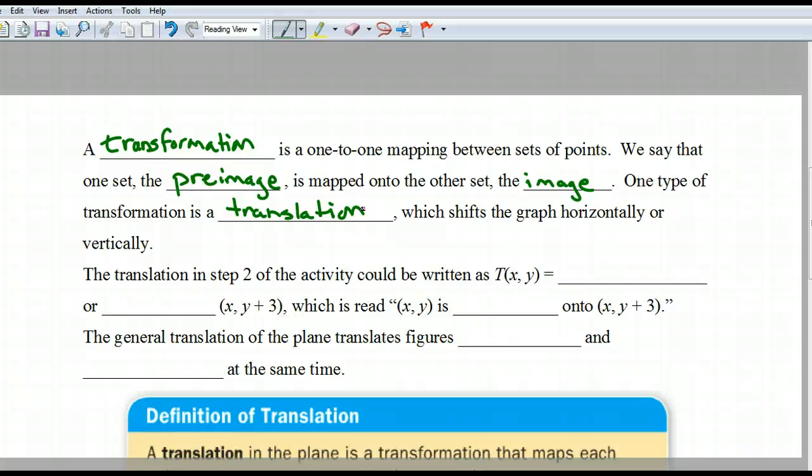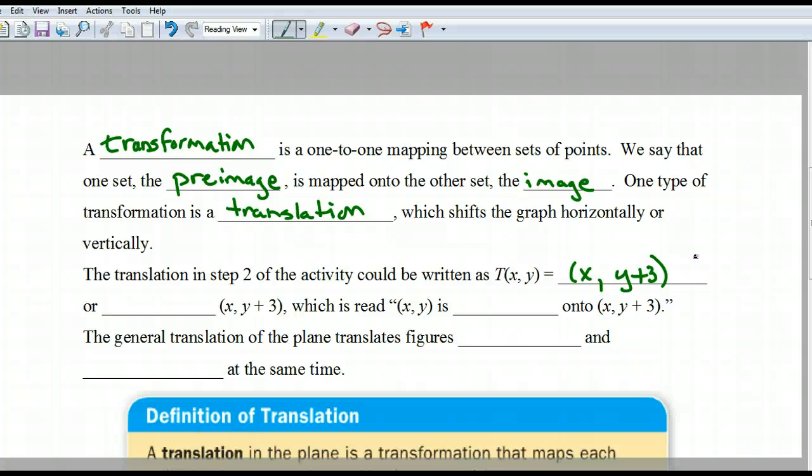Okay? We didn't make it wider or skinnier. We didn't rotate. Okay? Those were simple translations. Okay. The translation in step 2 of the activity could be written as this: (x, y) goes to (x, y plus 3). Okay, so in that one we were looking at just moving the parabola up 3.